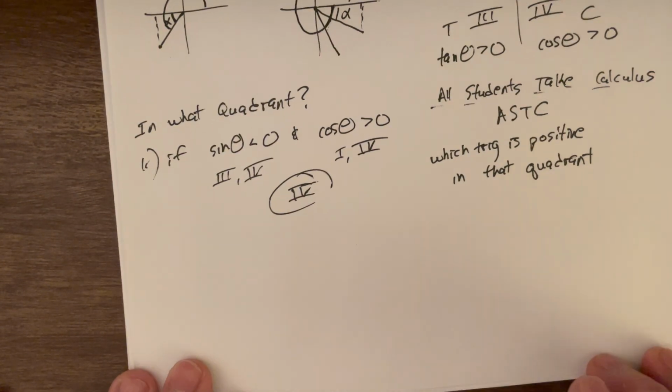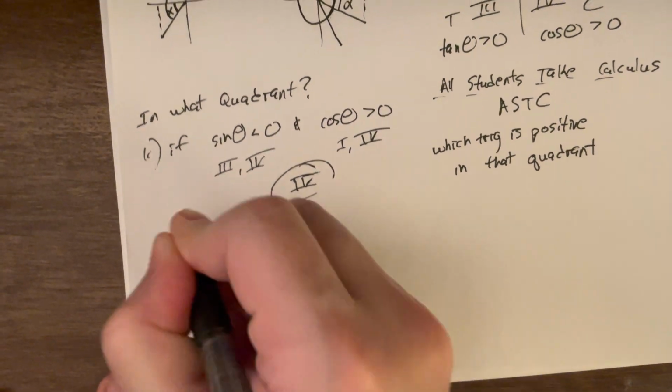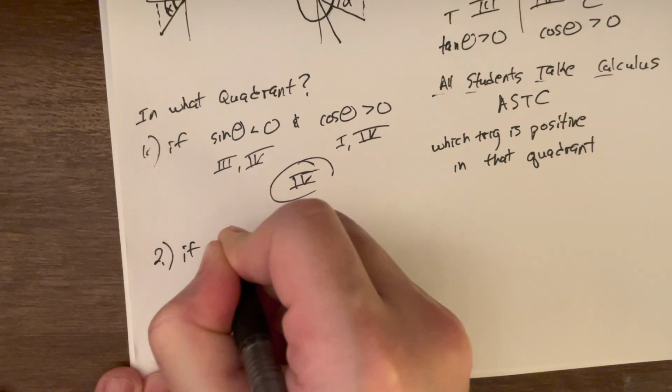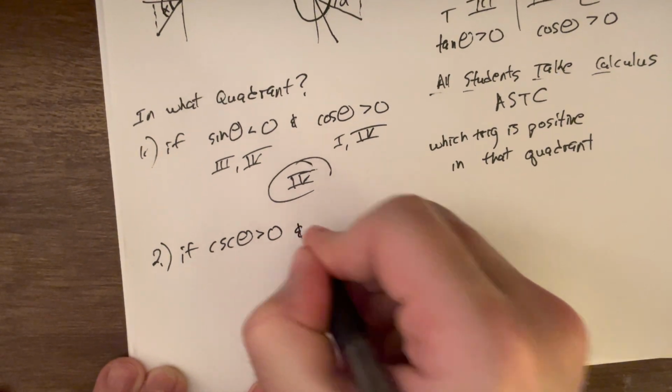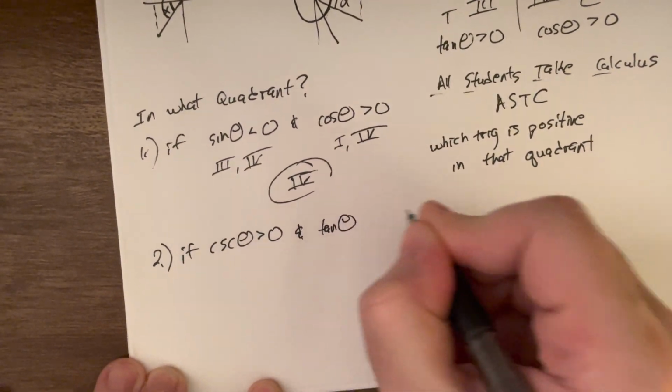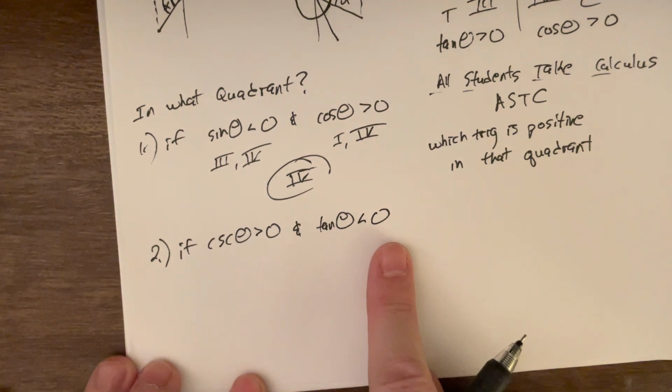Let's get some more practice with this. Number 2. Let's say if cosecant is greater than 0 and tangent is less than 0.